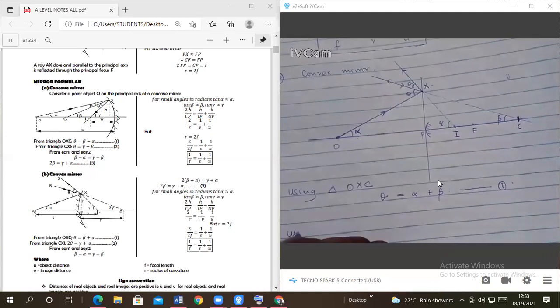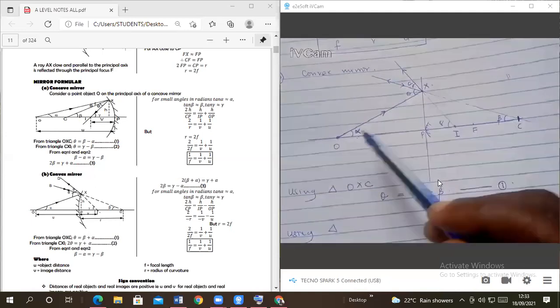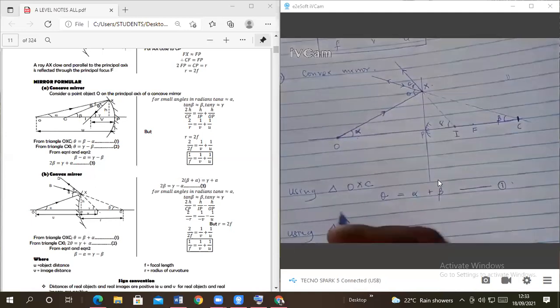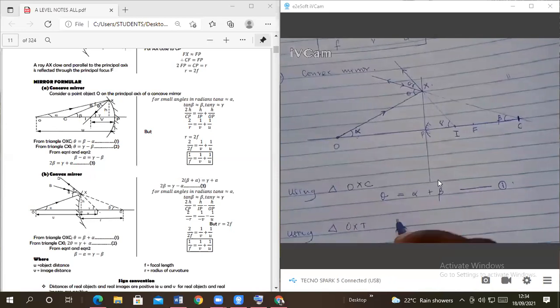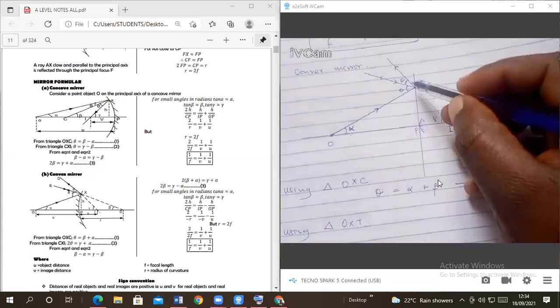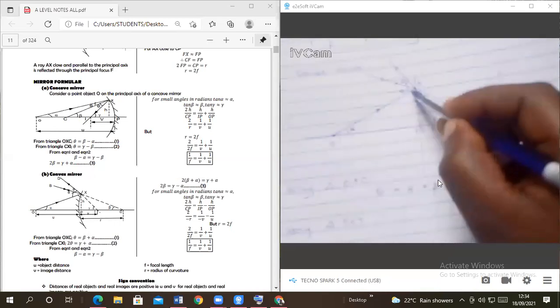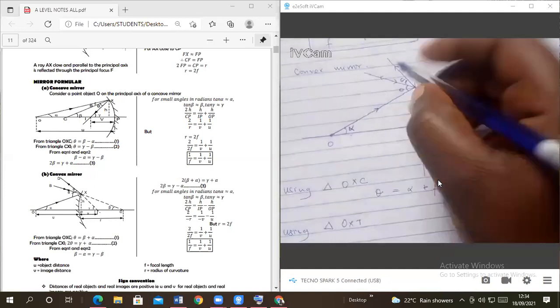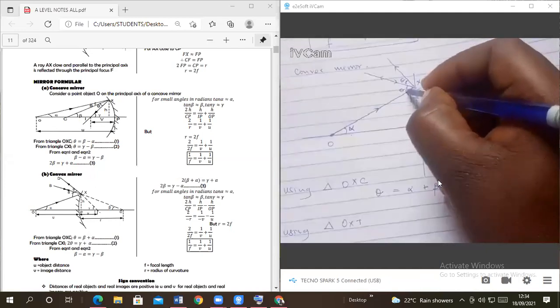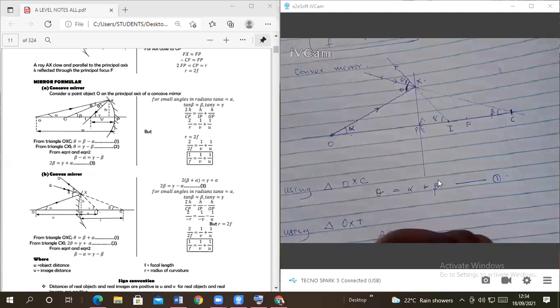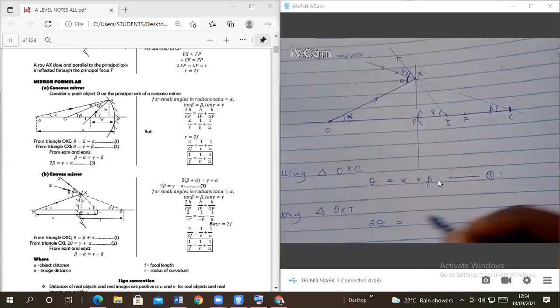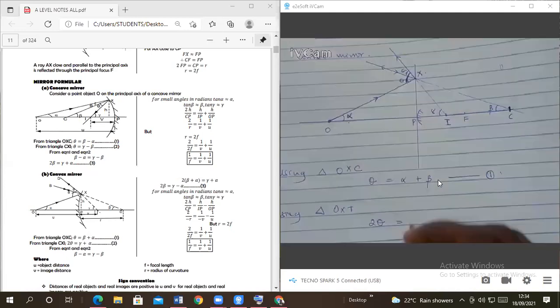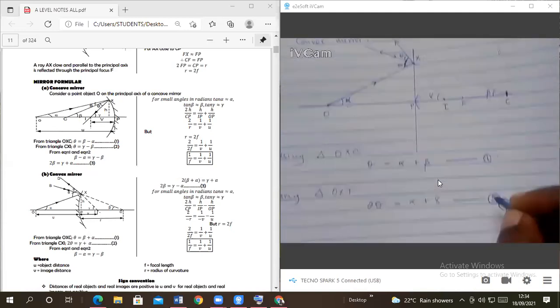And then we shall use triangle OXI. It takes this and this. So we are looking at this triangle. That means that the exterior angle is 2 theta. This is the exterior angle here, 2 theta. So we shall say 2 theta equals alpha plus gamma, and we shall call that equation 2.